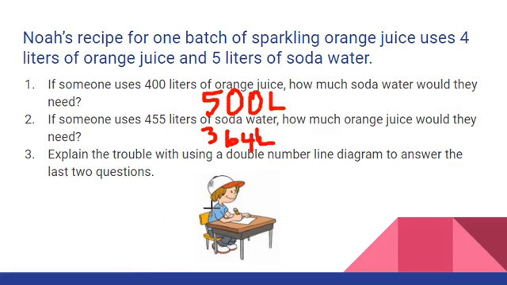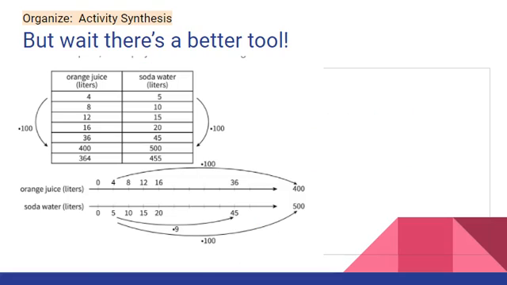What's the problem with using a double number line for all of these? Yeah, a double number line becomes infinitely large. We start needing multiple pieces of paper to show this if we're going to draw it out. But thanks to the inventors of tables, we can make a table. So a table is just another way to organize this information.